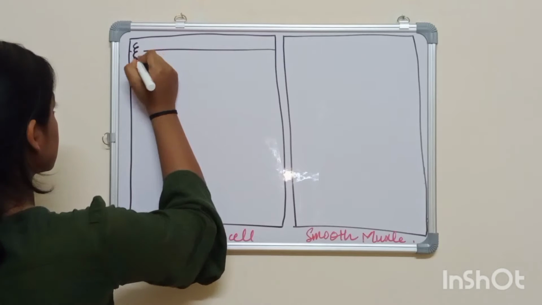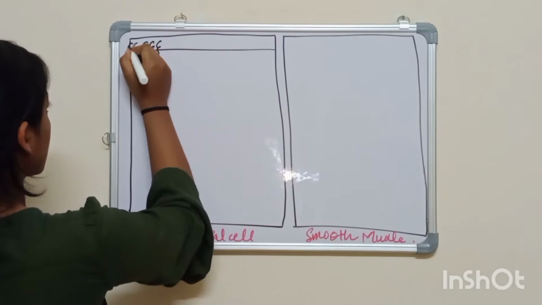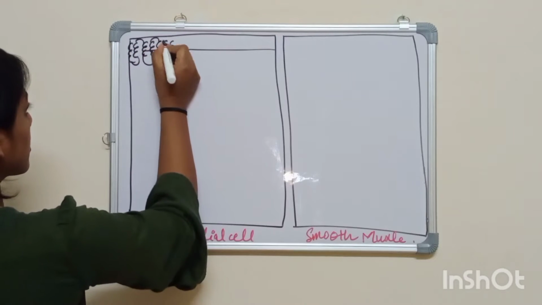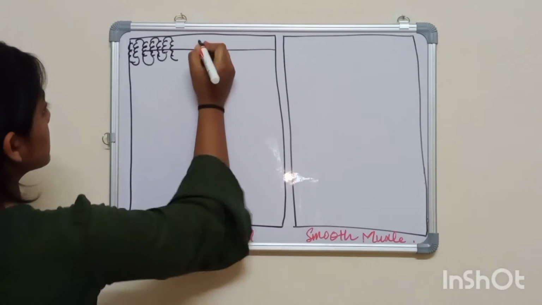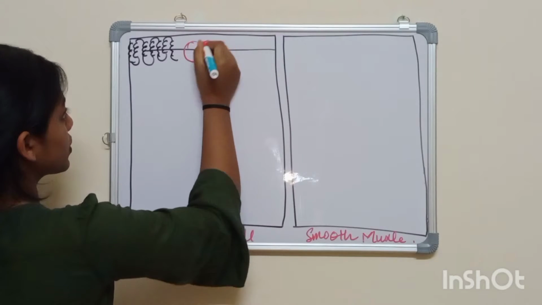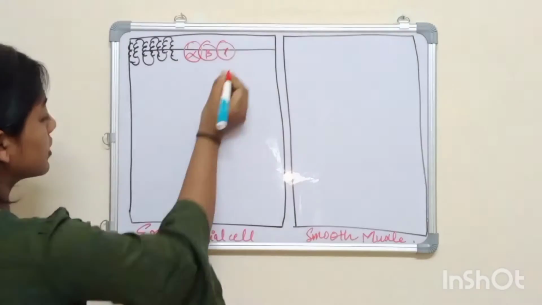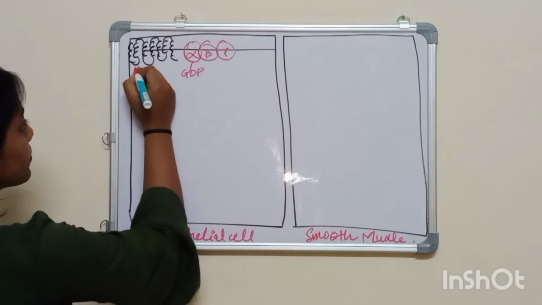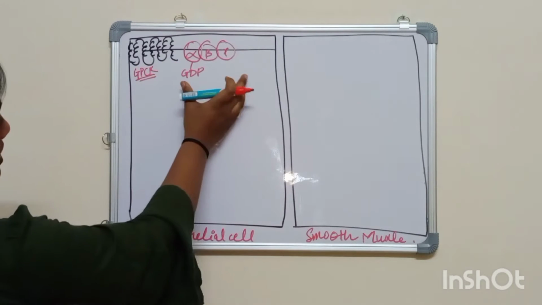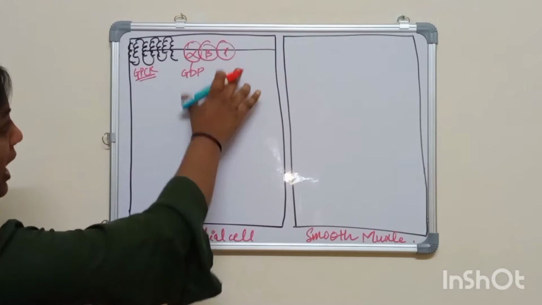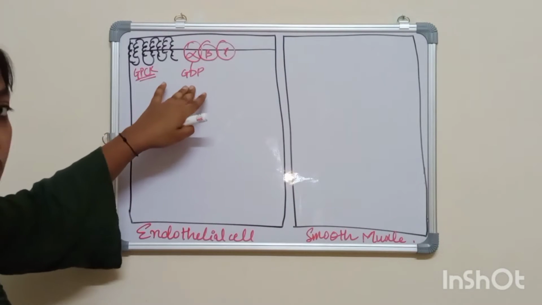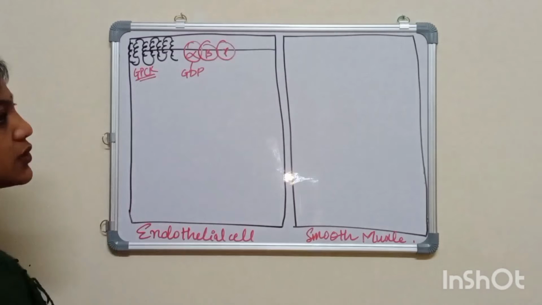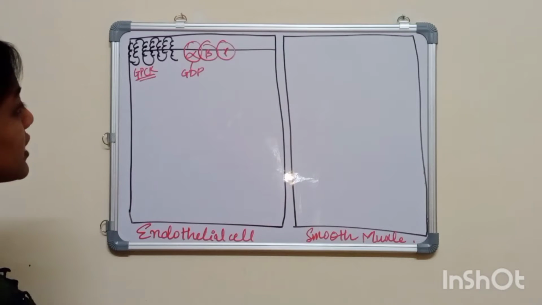There is a GPCR present, the same GPCR with 7 transmembrane domains. This is the GPCR, and this is the G protein with alpha, beta and gamma subunits. The alpha subunit is bound to GDP when the G protein is in inactive form. When GTP binds to the alpha subunit of the G protein, it is said to be in active form.